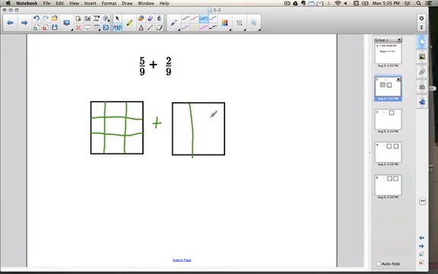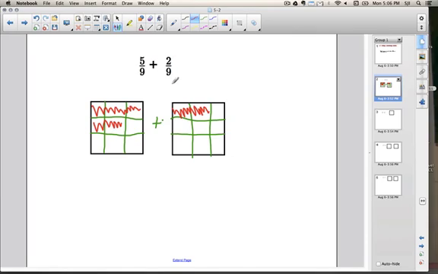Same thing over here. There we go. So 5/9 means that we color in 5 of these squares. 1, 2, 3, 4, 5. So there's the 5/9. And over here we have 2/9. So we're going to color in 2 of these squares because that's how much we have.